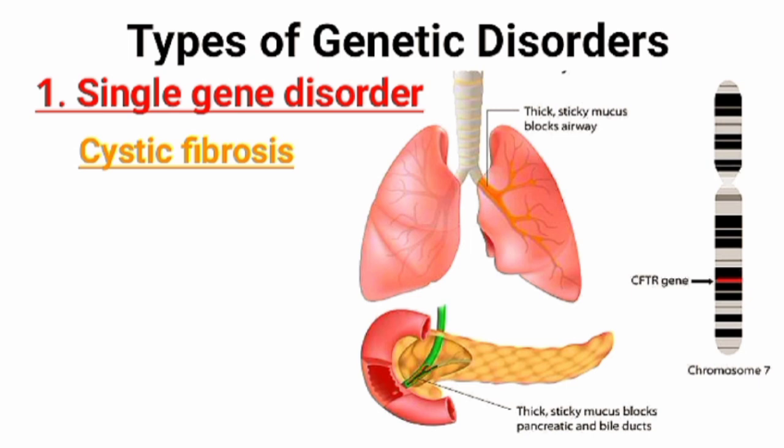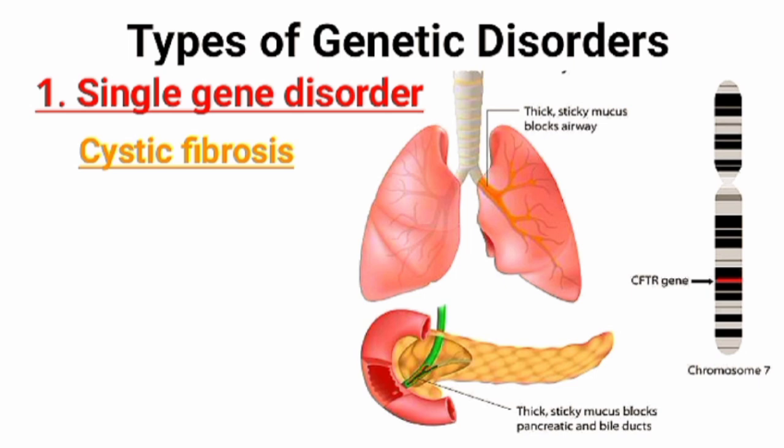Single gene disorder is where a mutation affects one gene. Cystic fibrosis is an example of single gene disorder. Cystic fibrosis is a genetic disorder that affects the respiratory and digestive systems. People with cystic fibrosis inherit a defective gene on chromosome 7 called the CFTR gene. The protein produced by this gene normally helps salts move in and out of the cell.